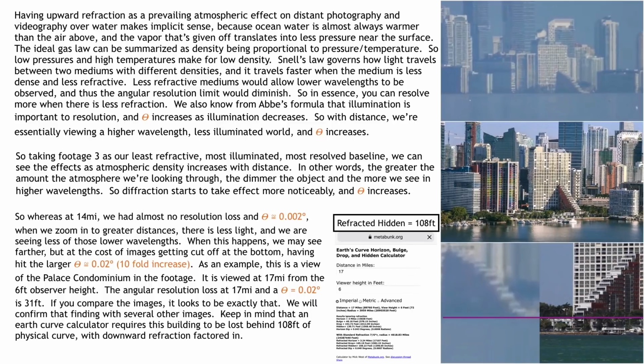Now, as he panned away and started to look at even more and more distant buildings, you did start to see a little bit of dimming.